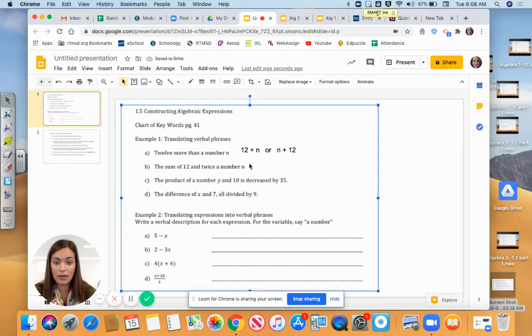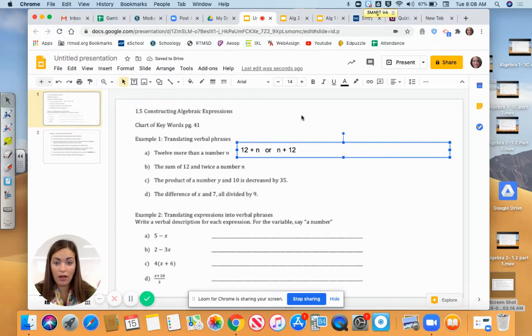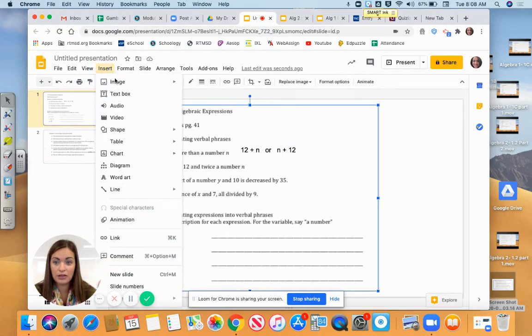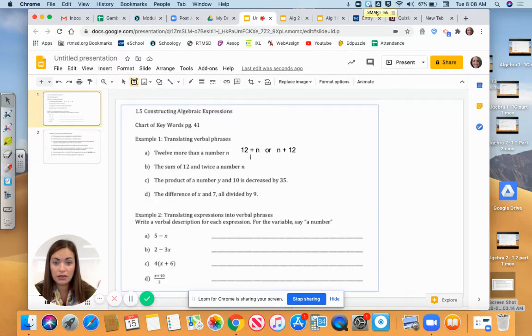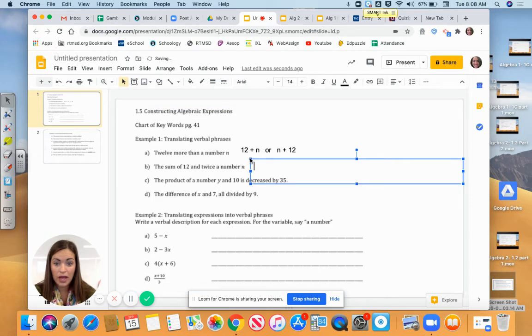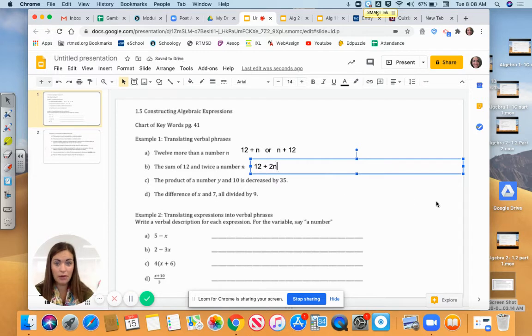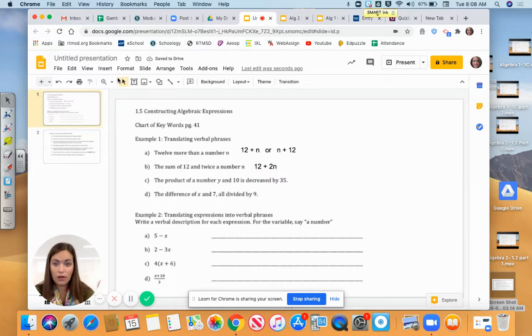Okay, the next one. The sum of 12 and twice a number n. So let me insert another text box. So the sum of 12 and twice a number n. Okay, so sum means addition. So I know if I'm having the sum of 12, it's going to be 12 plus, and twice a number n is multiplication. So twice the number would be 2 times the number n. Okay, that's how I would do that one. All right, the next one.